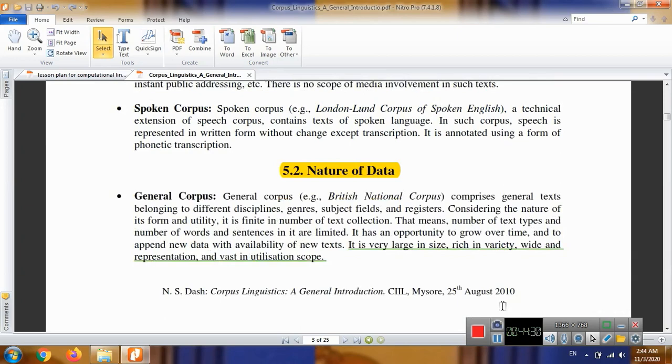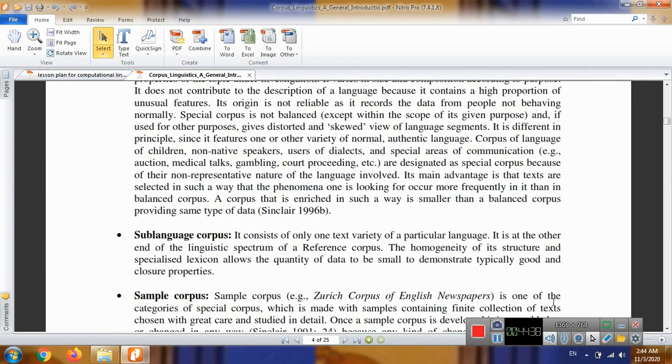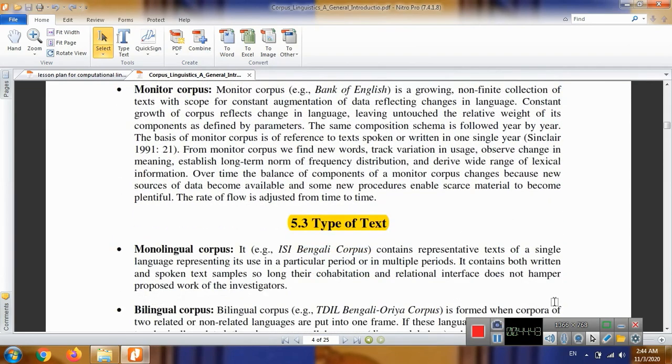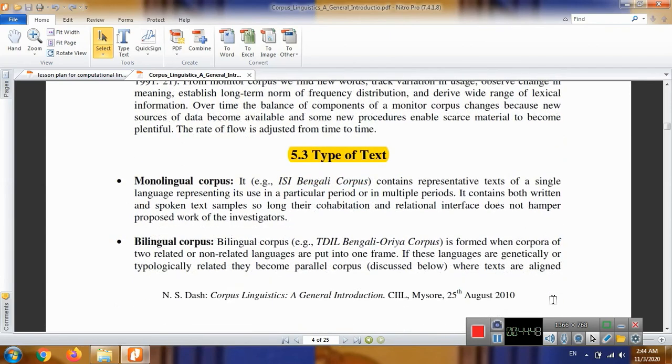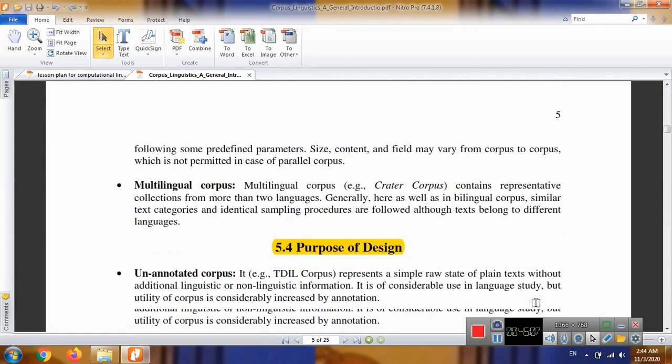Another one is nature of data, where classification is according to the nature of data: general corpus, special corpus, sublanguage corpus, ensemble corpus, literary corpus, monetary corpus. We read all of them. And another one is type of text, which is monolingual corpus, where we deal with just one language, bilingual corpus, where we deal with two languages, and multilingual corpus, which is related to more than two languages.